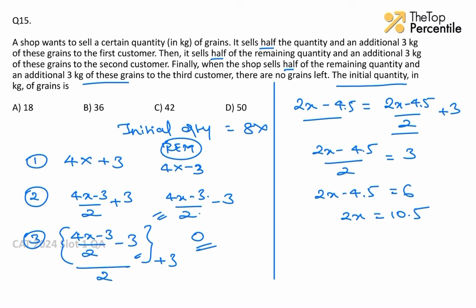Now I want the initial quantity of the grains. So initial quantity was 8x. Let's multiply this by 4. So 8x will be 21. No, I'm sorry, I'm multiplying it by 4, right? Okay, so this will be 40 and this will be 2. So this will be 42. Okay, so this should be my answer, which is option C.